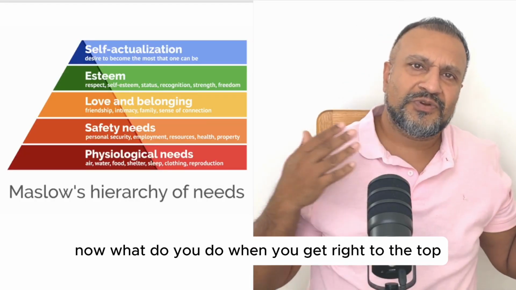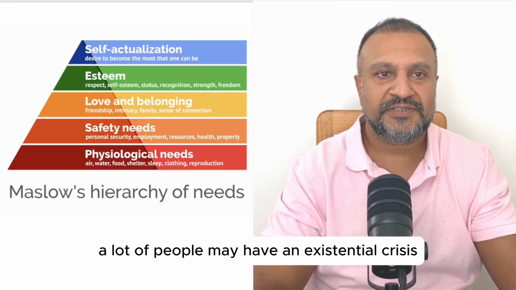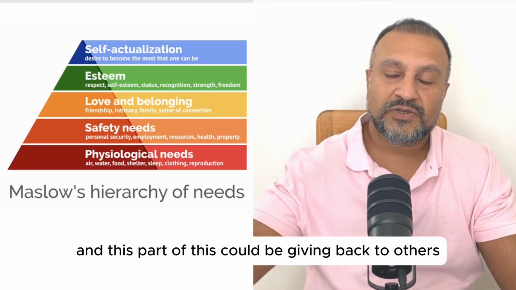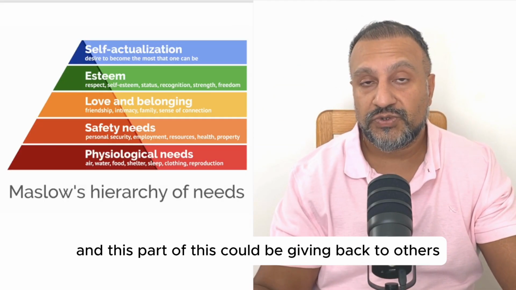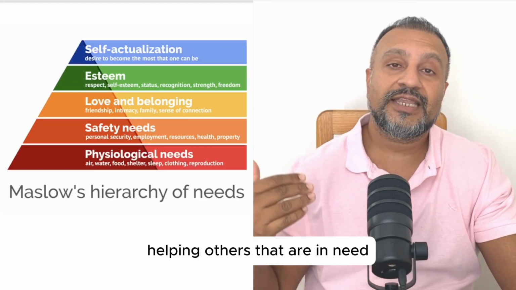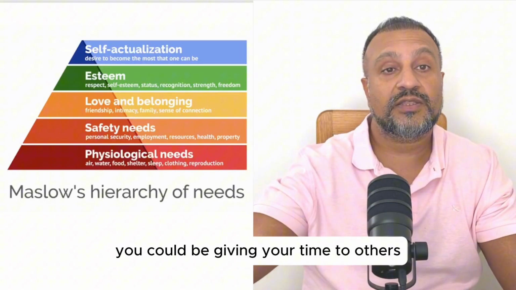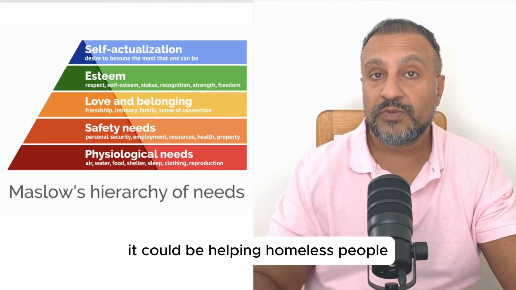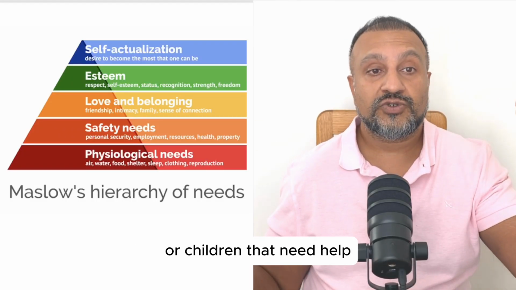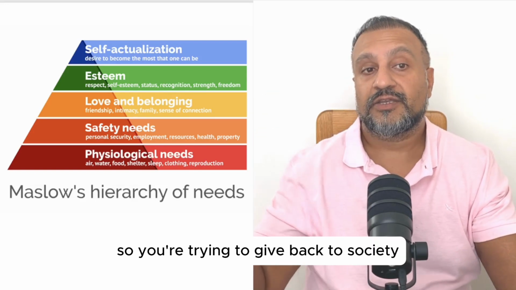Now what do you do when you get right to the top? A lot of people may have an existential crisis where they don't know what life is about. And part of this could be giving back to others. So serving others, helping others that are in need, giving your time. If you're not giving money, you could be giving your time to others. It could be helping homeless people. It could be helping elderly people or children that need help. So you're trying to give back to society.